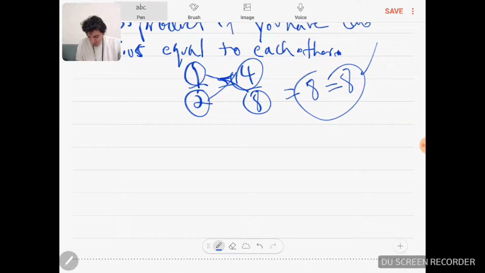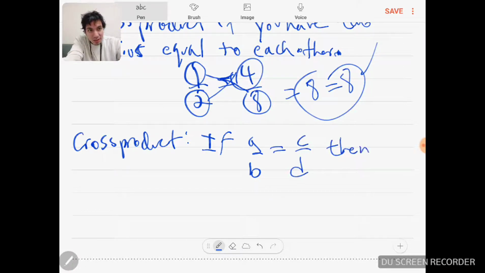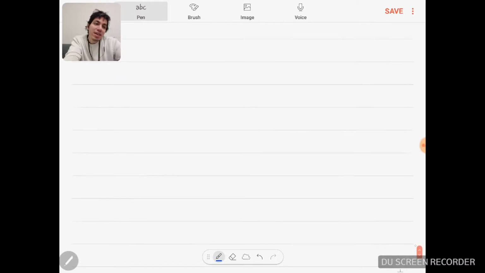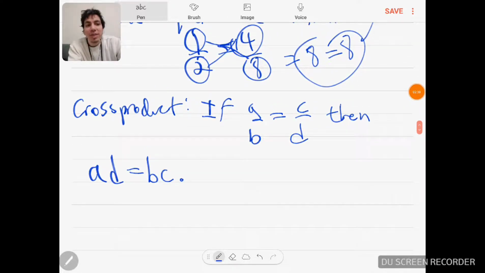Okay? So in general, with a cross product, if A over B is equal to C over D, then you get AD is equal to BC. Basically, that means anytime I have two ratios, two fractions that are equivalent to each other, I'm able to get a cross product. I'm able to cross multiply. So remember, do not confuse cross product with cross cancellation. Cross cancellation means you're able to cross cancel when the operation is multiplication. In this case, the operation is they're equivalent to each other.